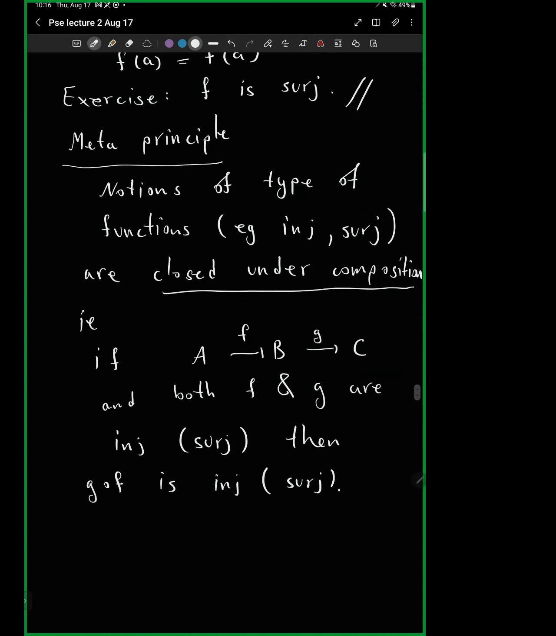And how to see this? It's very easy. Suppose we go for the injective case. So both functions are injective, and I want to show that the composition is injective. So I take two different elements, A and A prime in A.